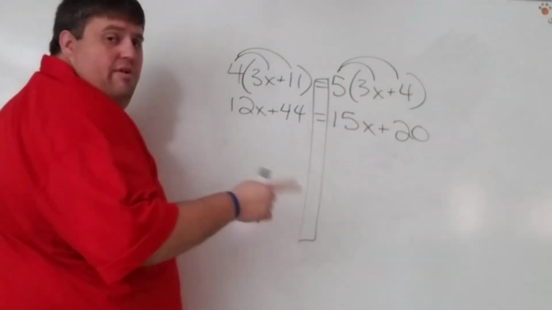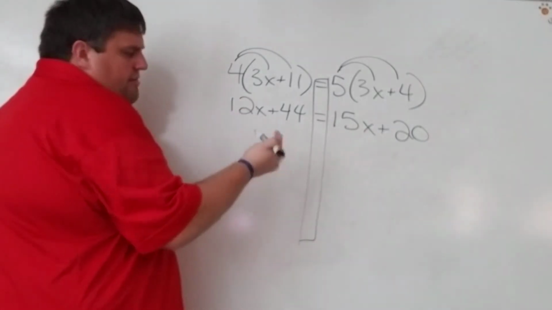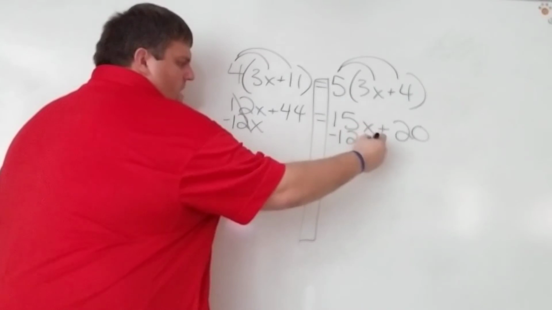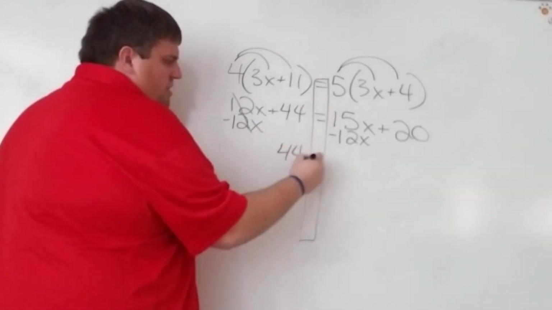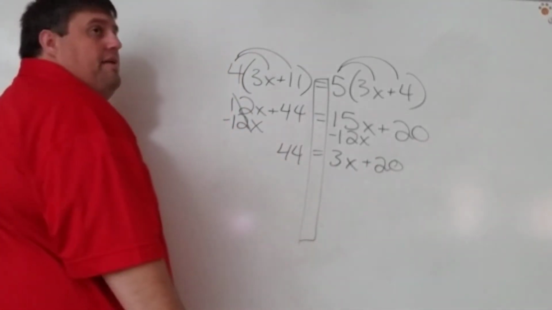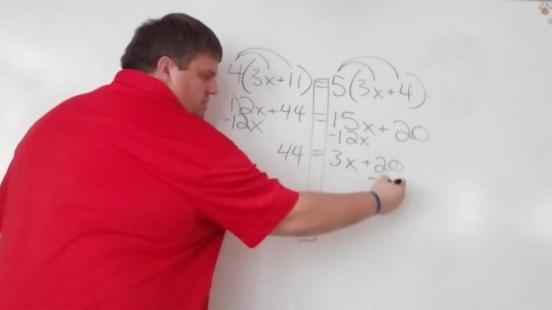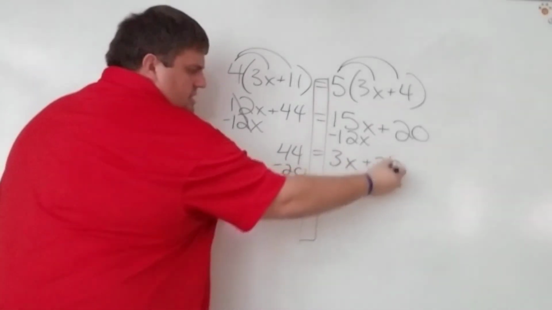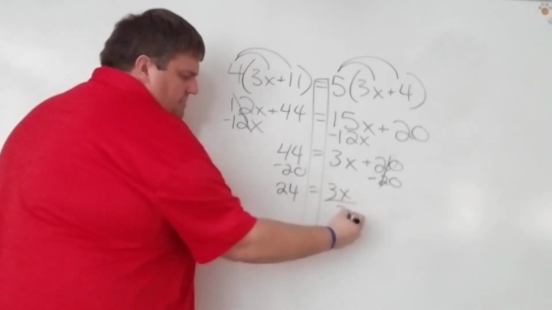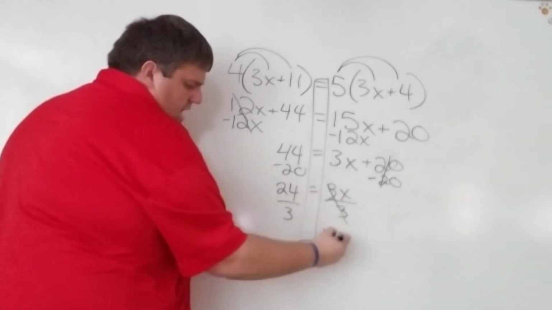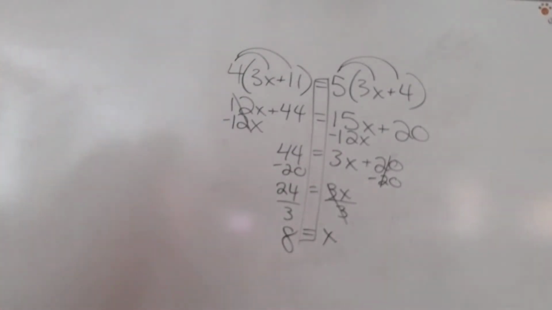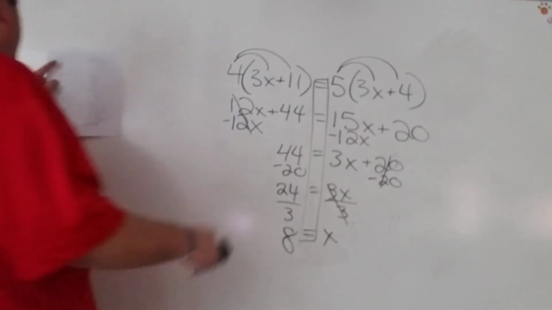And then you're going to want to get rid of an x because you have x's on both sides. I usually get rid of the smaller one, so I'm going to minus 12x from both sides. That's going to give me 44 equals 3x plus 20. And then from there we have a two-step. Get rid of 20. I'm going to subtract 20 from both sides. That's going to give me 24 equals 3x. And then divide by 3. And x equals 8. All right. Very nice, very nice.